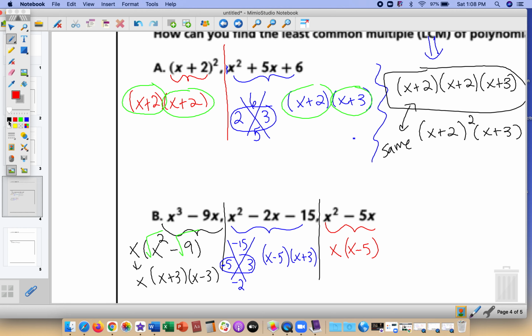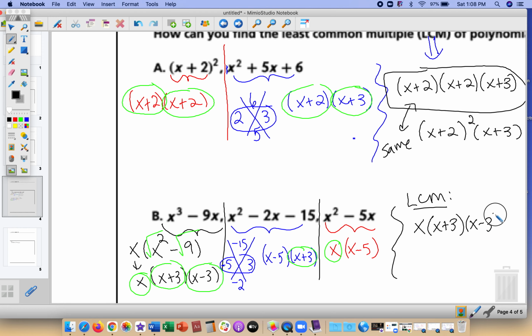So for this situation, our least common multiple would be, we need an x. I can circle that one. Then I'm going to circle x plus 3. Do any of the others have it? Yes. Okay. And then I see an x minus 3. Do any others have it? No. I have to write it over here.